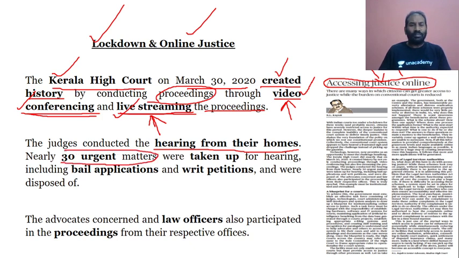So this is very, very important in regards to taking up the matters, that is 30 urgent matters were taken up for hearing, including bail applications and also writ petitions. So this is very important from the prelims point of view. If there is a question, because the Kerala High Court has created history in regards to live streaming, which among the following statements are wrong?